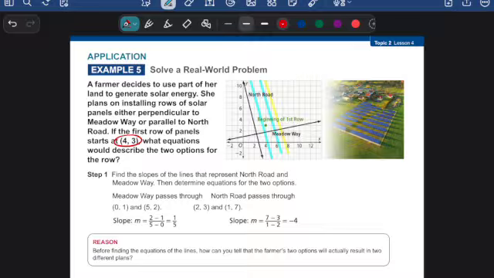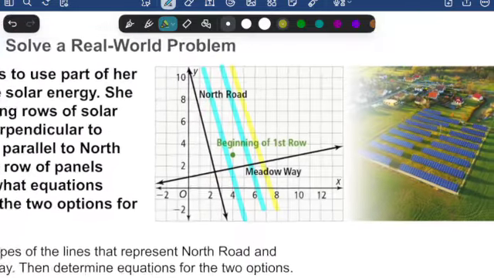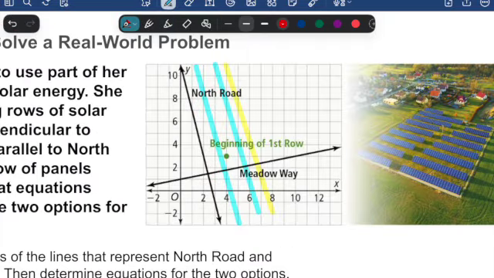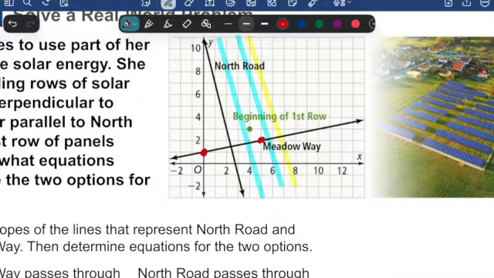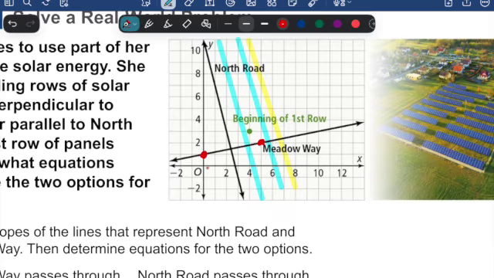So starting with Meadowway, let's find 2 points. I'm going to zoom in. Let's find 2 points we can use to find the slope. So 2 points that are exact. Well, I have a y-intercept, 0, 2. And then it looks like I can do this point, 5, 2. So from those 2 points, I went up 1 and over 5. So my slope for Meadowway is 1/5.